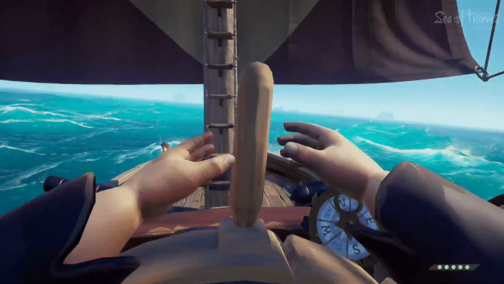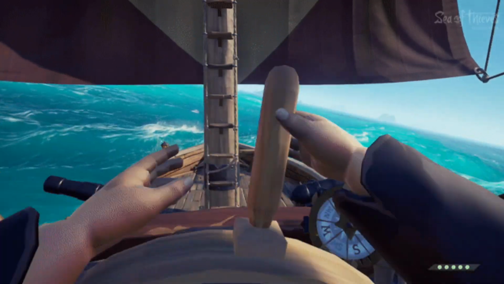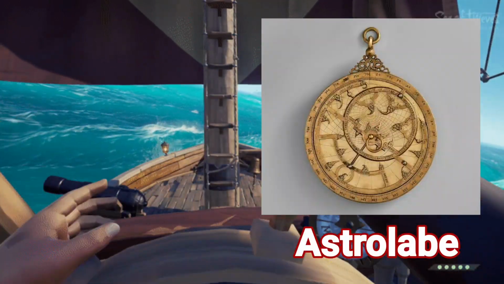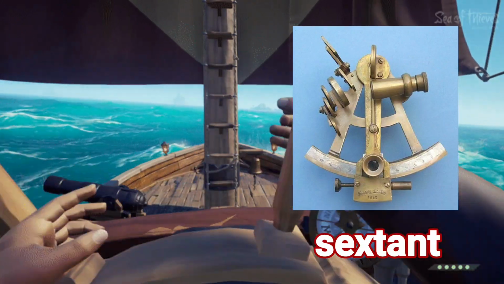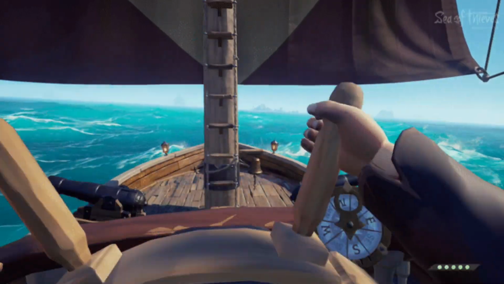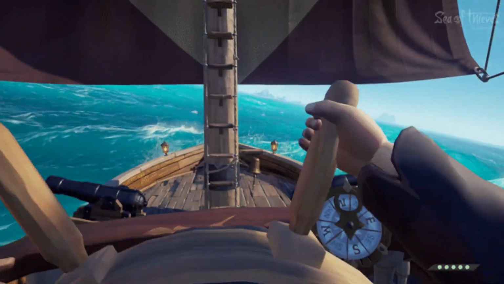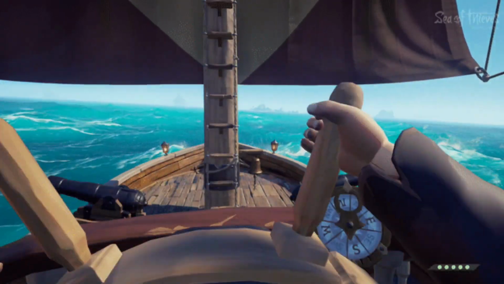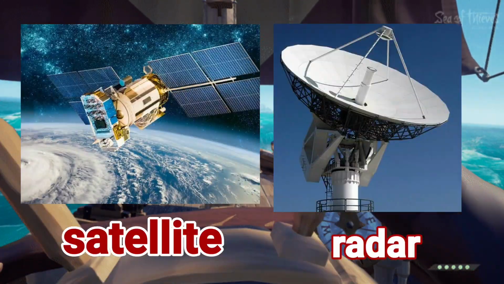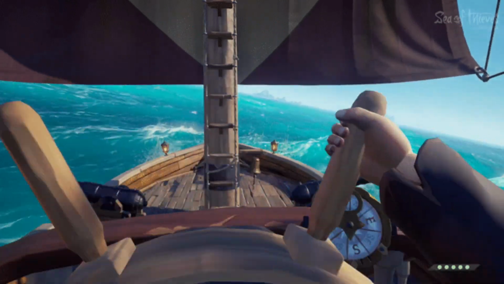How do the captains of the ships locate their specific destination? Early navigators used the astrolabe to measure the altitude of the stars and the sextant to measure the angle of the sun above the horizon. From this, they could work out the ship's latitude, and the direction of the ship relative to north was found using a compass. Radar and satellite are also used today to help reduce the risk of collision at sea.